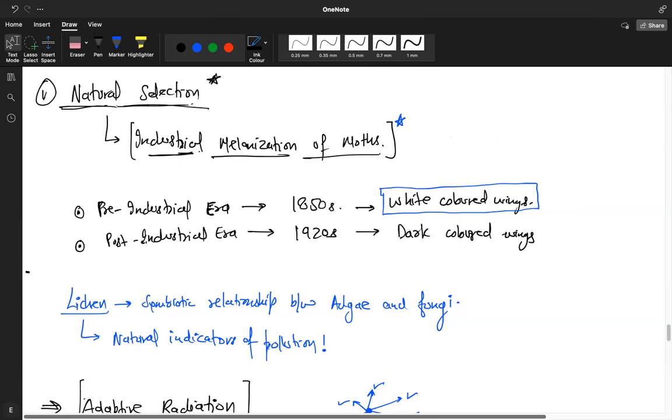Due to that, other ones were being predated. So white-colored winged moths were easily prey to their predators, which are birds, and dark-colored winged moths lived on through that era because of natural selection. Right, then we moved on to adaptive radiation.